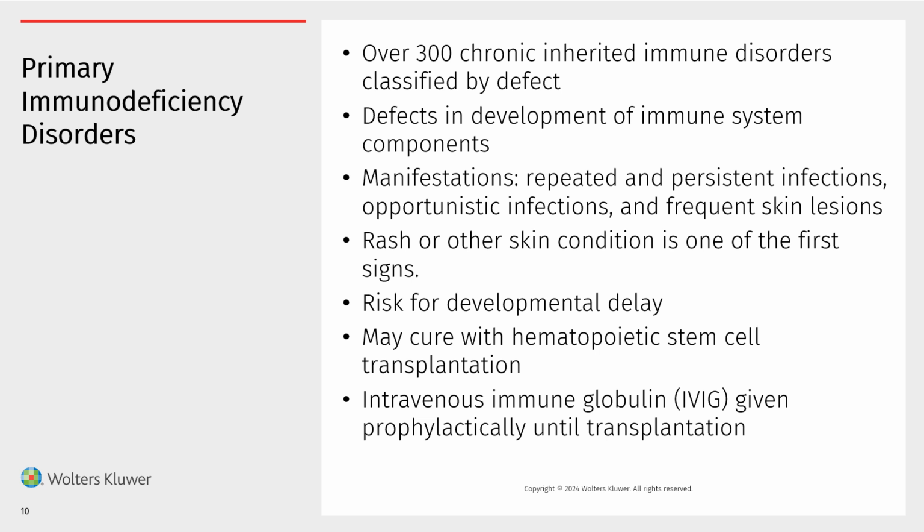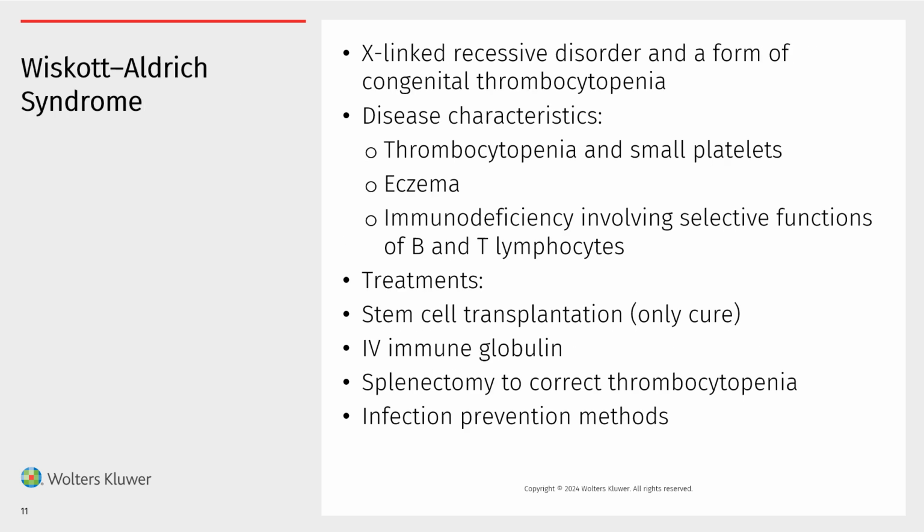So what are our primary immunodeficiency disorders? Over 300 chronic inherited immune disorders are classified here. We're not going over 300 immune disorders. There are just a few in this presentation. What is our concern? Risk for developmental delay, the manifestation itself. If there's something very severe, we can do stem cell transplantation or give IVIG.